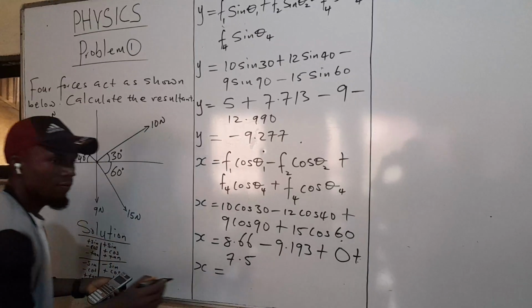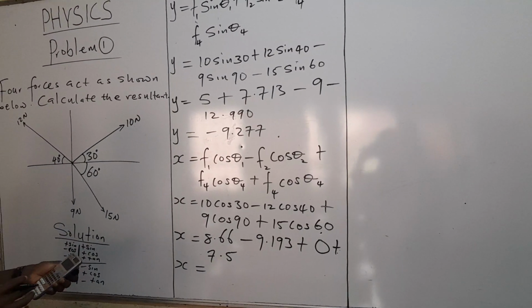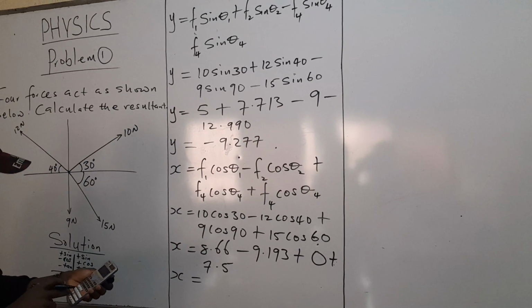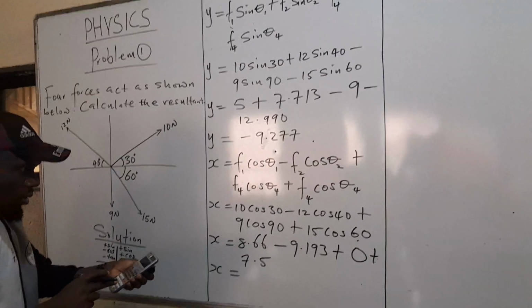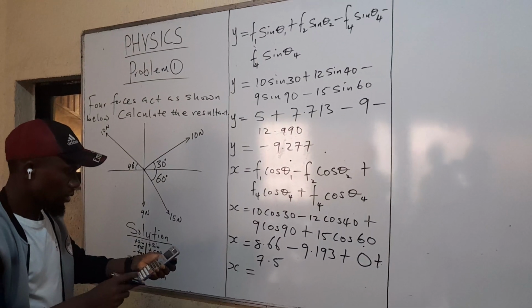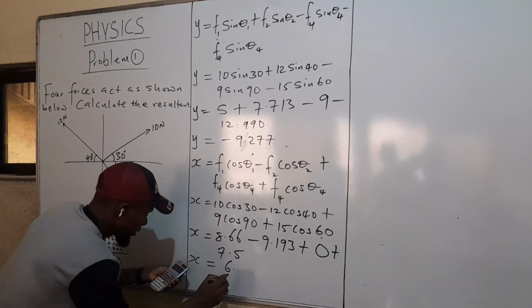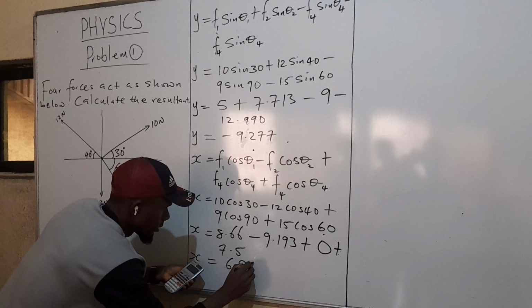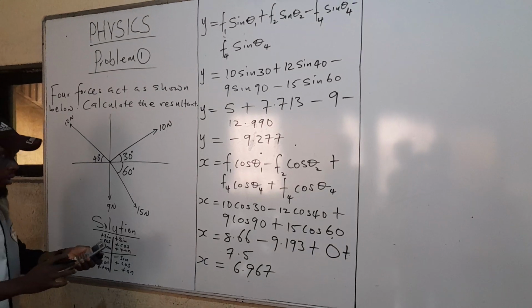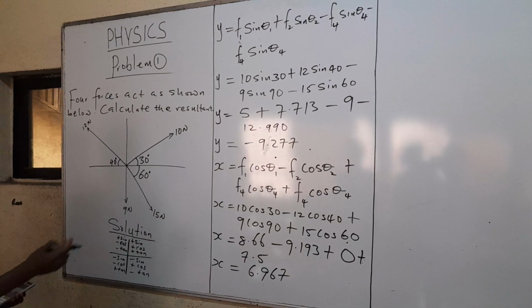So I'm going to sum everything together. So I have 8.66 minus 9.193 plus 7.5. So I have my 6.967.